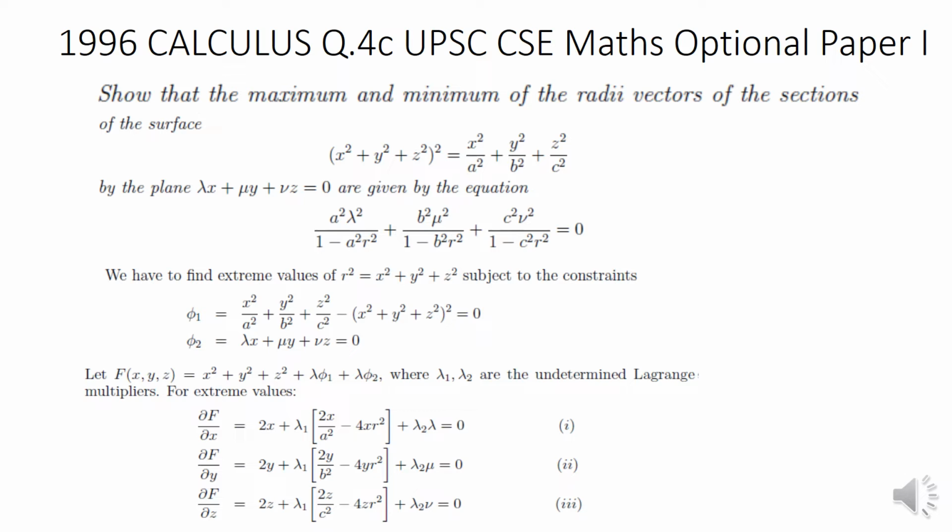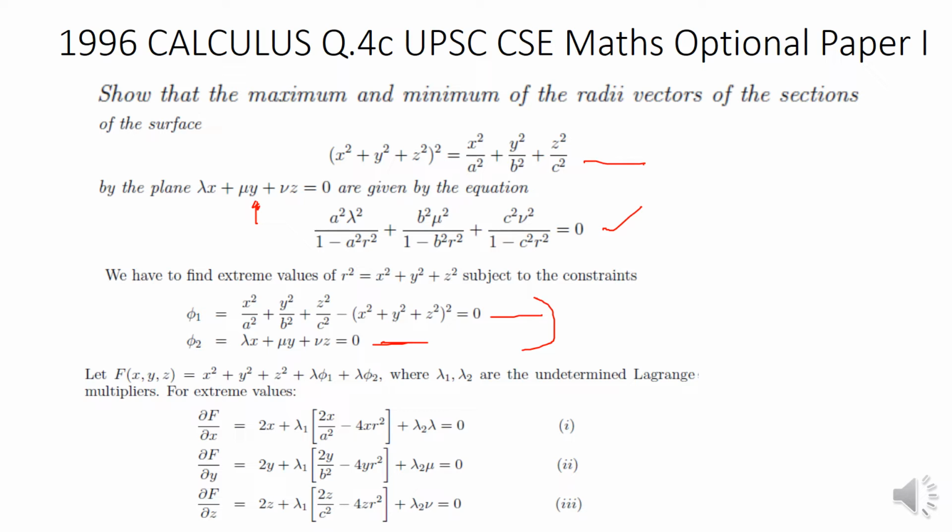We have two expressions given in the question. We take all the terms on one side and put them as phi 1, and the second is the plane's equation. We take this and put all the terms on one side and put it as phi 2. This equation we have to obtain. We have to maximize or minimize r square is equal to x square plus y square plus z square, meaning the extreme values of this, and the constraints are these two constraints.